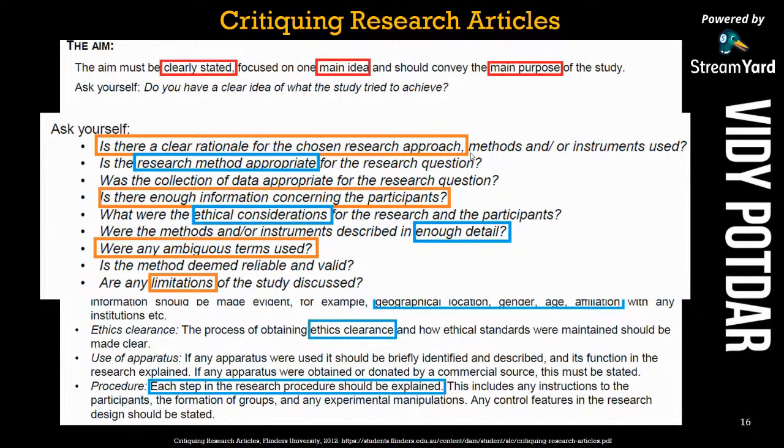Is the research method appropriate? Okay, I covered that. Was the collection of data appropriate for the research question? I mean, you may have a good data collection, but does the data that you have collected actually help you to answer the question or not? That should also be evaluated and assessed. Is there enough information about the participants? If yes, then you can mention that is good. If not, you can say that is ambiguous. Are there any limitations of the studies that were discussed?